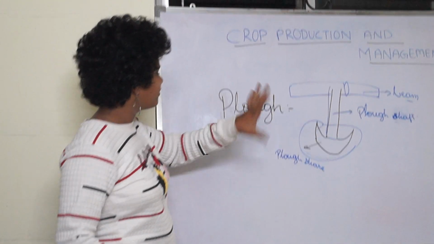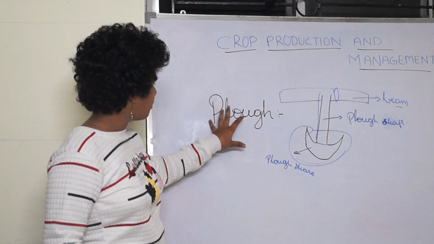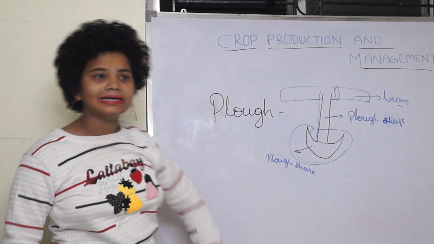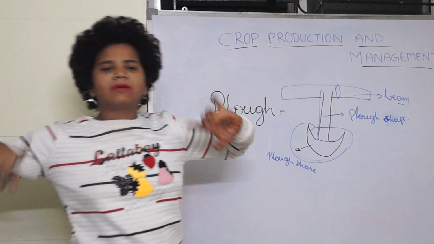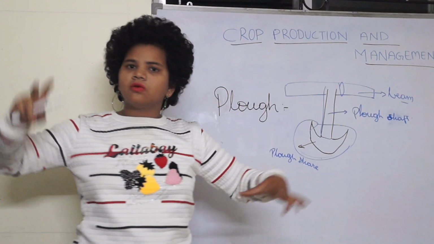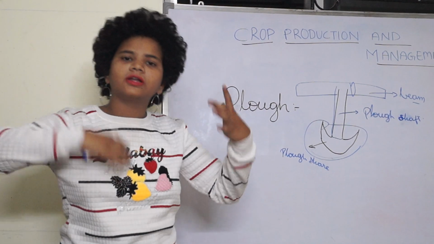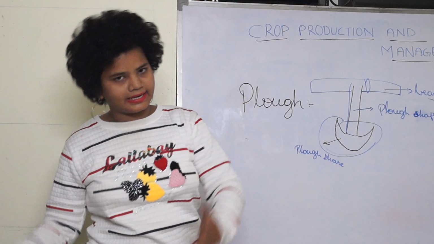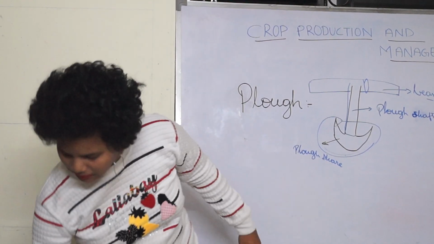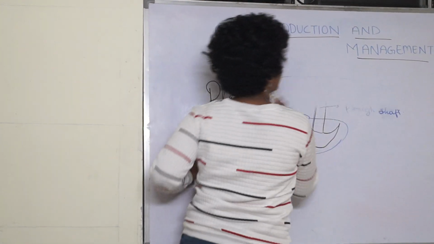It's leveling. Before going to leveling, we have plow. Plow is also called tilling. Once again, the process of loosening the soil or upturning the soil is called plowing or tilling. Now let's go for the process of leveling.